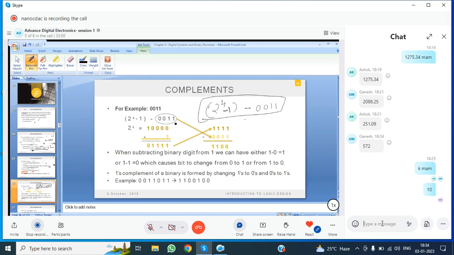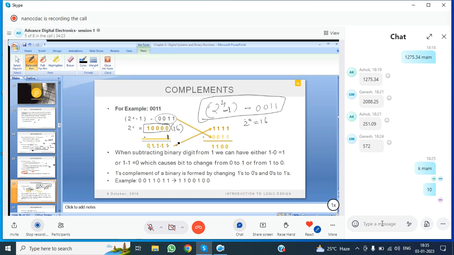What do we write? 2 power 4 in terms of binary. 2 power 4 is equal to 16. So this is the binary equivalent of 16. Okay, so for the one's complement, first you are subtracting 1. When you subtract 1, you are getting 01111.